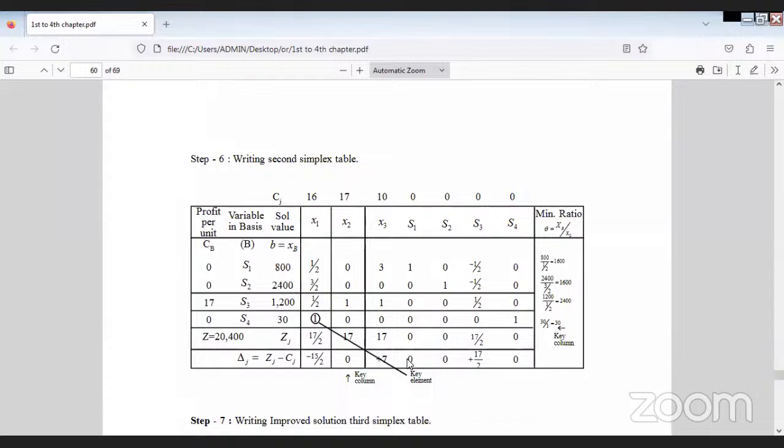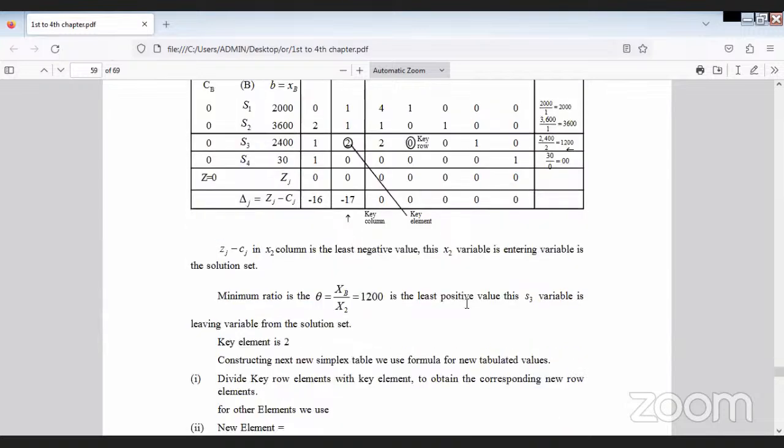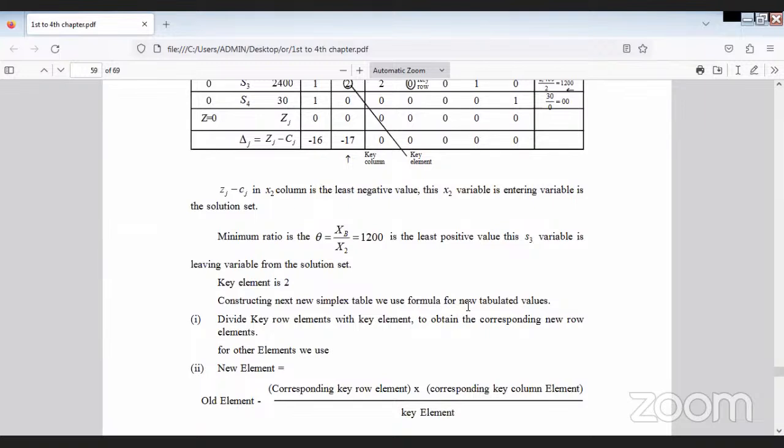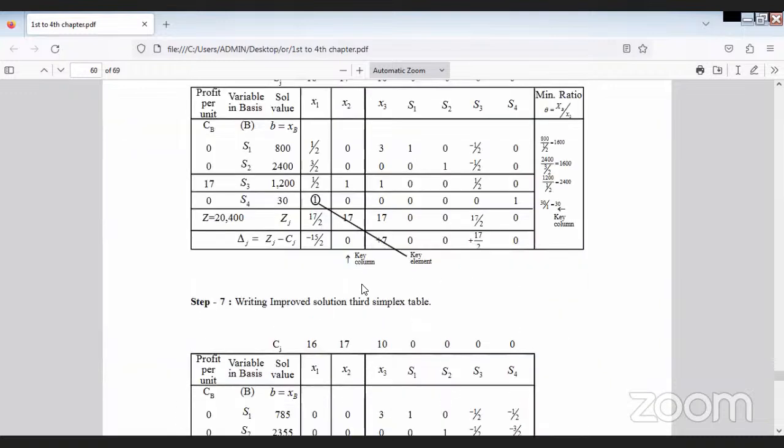So we are taking the Zj value 2400, total 1 by 2, 3 by 2 and 1 by 2. So total, you can take the Zj here 3 plus 4 plus 1, 5, but even though it is 17 by 2. Why? Because in the above table we are taking that 30 by 0 is equal to 0 and xb by x2 is equal to 1200. So that is the value we are taking here, the corresponding key row element and column element, divided by the key element.